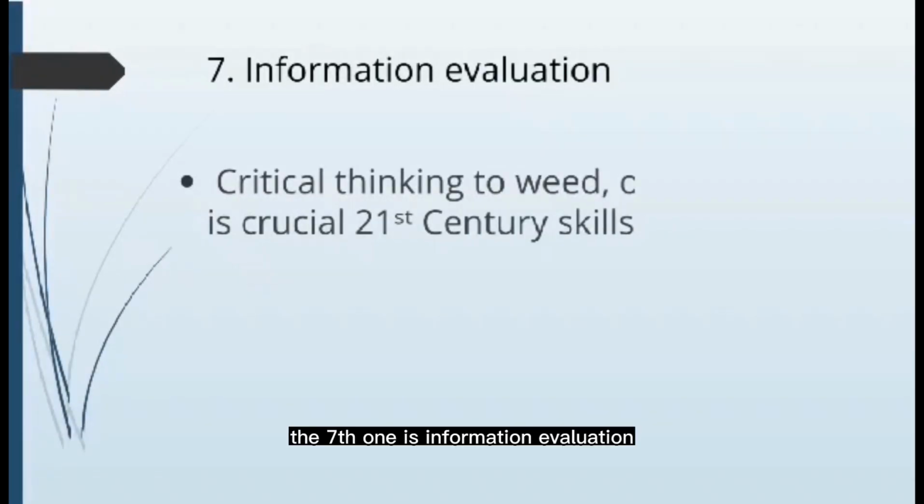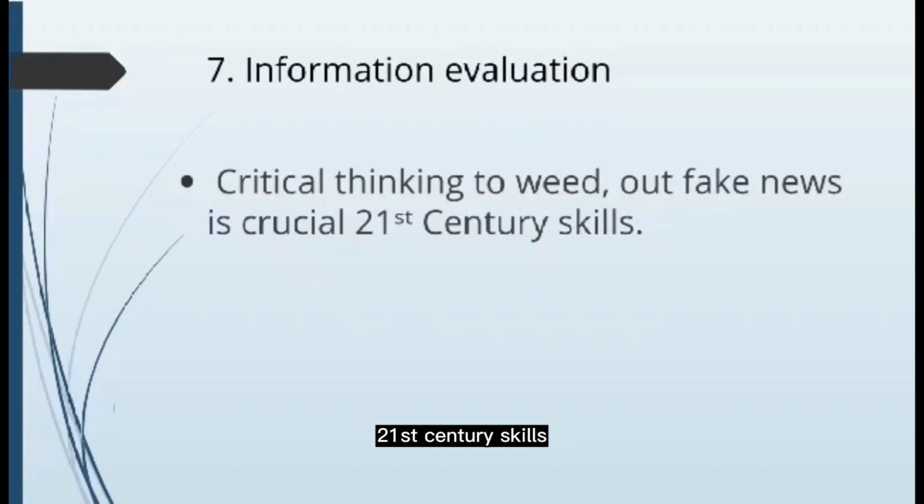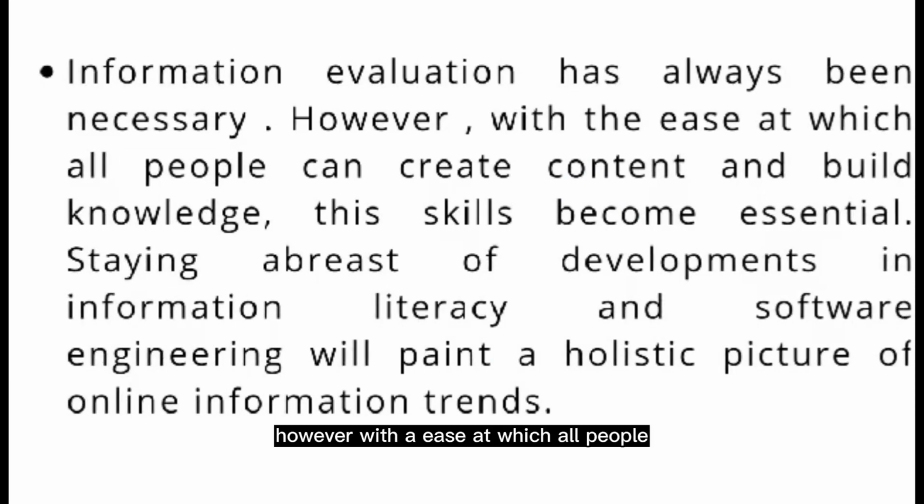The seventh one is information evaluation. Critical thinking to weed out fake news is a crucial 21st century skill. Information evaluation has always been necessary. However, with the ease at which all people can create content and build knowledge, these skills become essential. Staying abreast of developments in information literacy and software engineering will paint a holistic picture of online information trends.